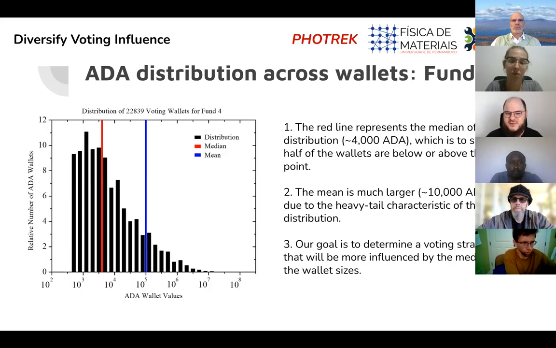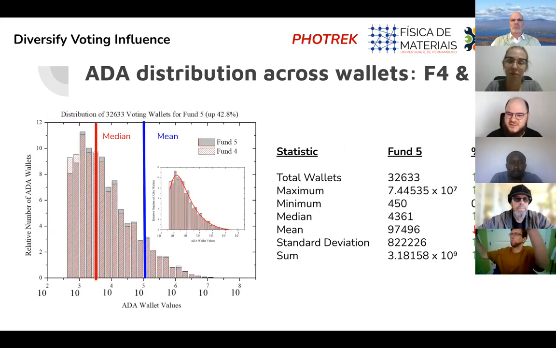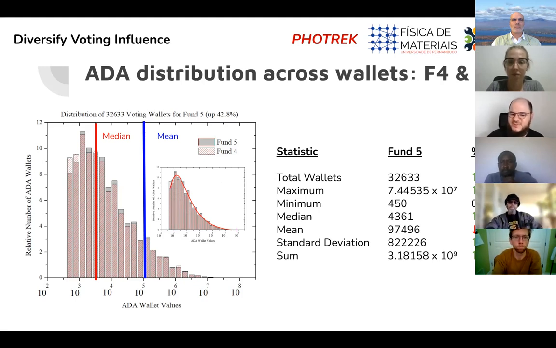So we don't want those big wallets to dominate over several users. We also compared our statistical results between Fund 4 and 5, which was the data that we had at that time. As you can see, from one fund to the other, you had an increase in the total wallets involved, 42, 43%.